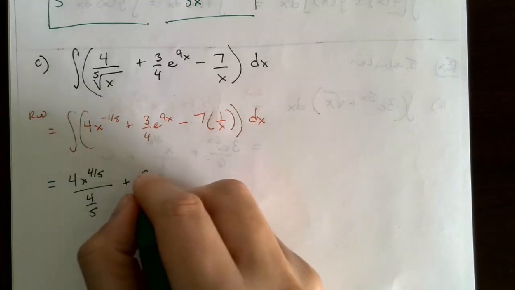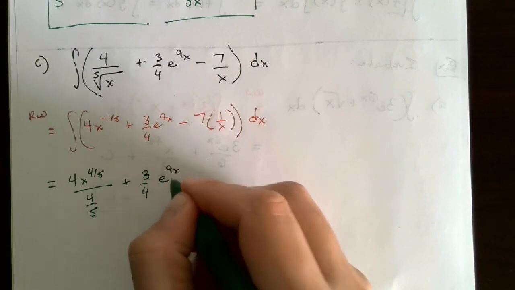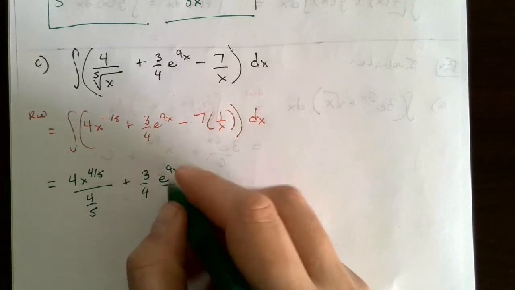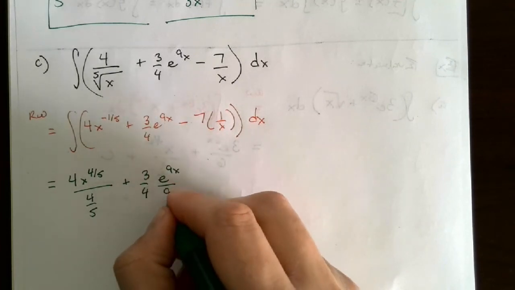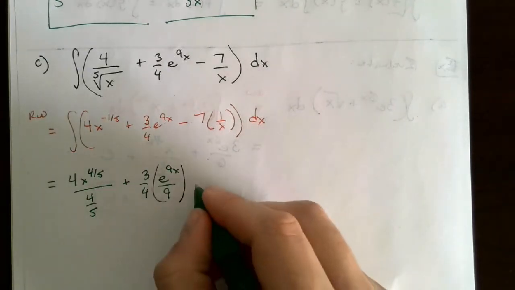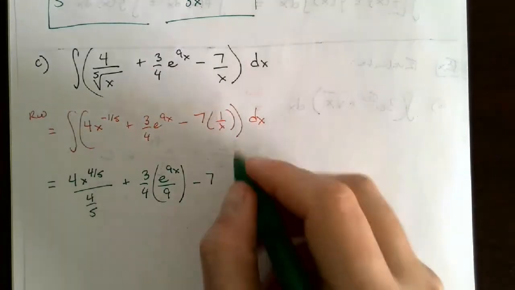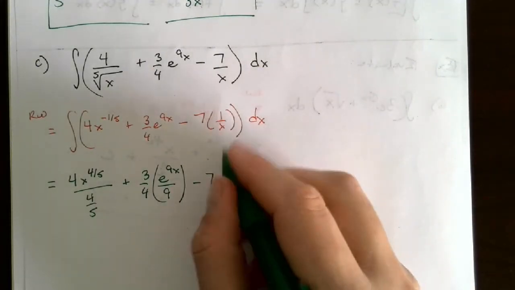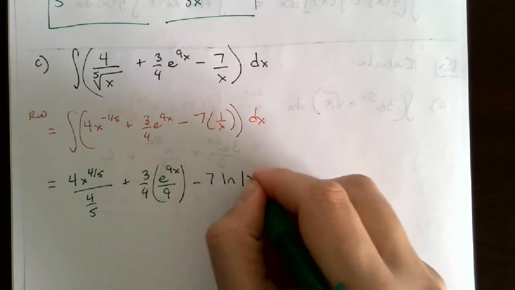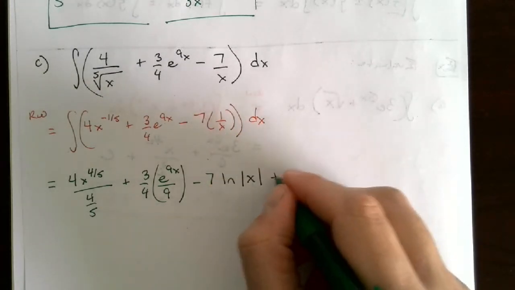Plus 3/4 stays in front. E to a constant times x power, you write exactly the same thing, e to the 9x, and then you want to divide by whatever was in front of x. Don't divide by the x, it's whatever the constant was in front of x, so I'm dividing by 9. So we have 3/4 times e to the 9x over 9, minus 7 times the antiderivative of 1 over x. Remember this is our special case. What gave you 1 over x when you took the derivative? Well, it was natural log, so natural log of the absolute value of x, whatever the variable was, and then plus c at the end.